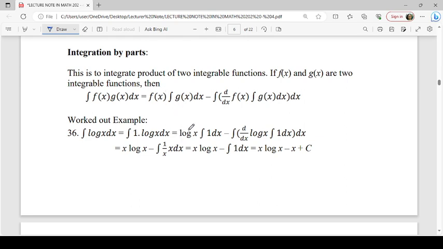So f(x) is log x and g(x) is 1. So it is log x times the integration of g(x), which is 1, minus the integration of d dx of f(x), which is log x, times the integration of g(x). So we put all this in the formula here. Then integration of 1 is x, log x is kept here, minus d dx of log x is 1 by x into x. So ultimately what we get, x cancels and we get integration of 1 dx, so the result is x log x minus x plus c.